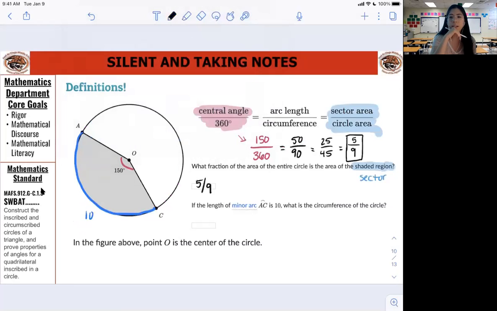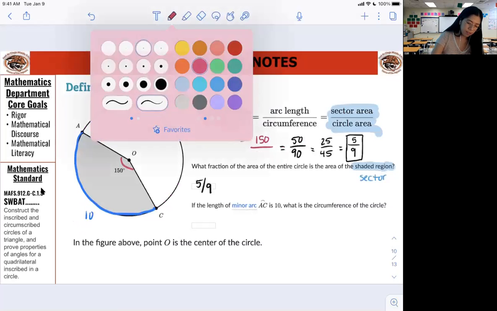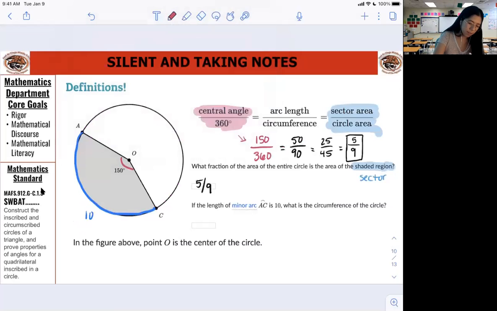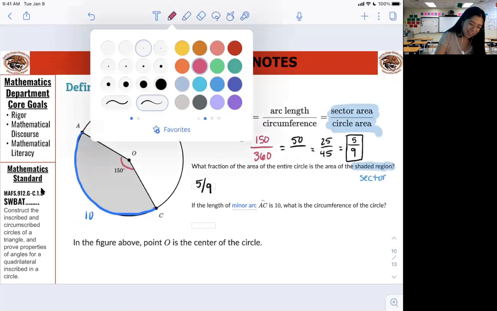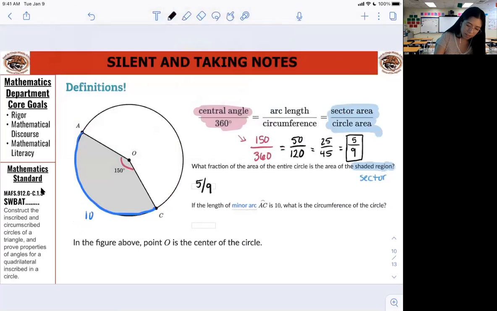360 divided by 3 is 120, not 90. Oops. You are right. Everyone thank Emily. She's smarter than Miss Lopez. We set this up a little incorrectly from the beginning. So that's 120, which means when you divide both sides by 3, you get 40. And then the final answer is 5 over 8, not 5 over 9. Oops. Okay, sorry, I feel defeated.